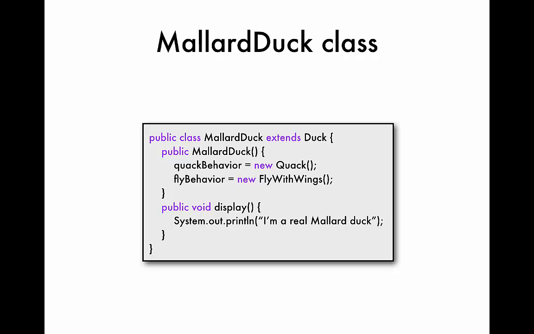In the constructor of the concrete classes, the quack behavior and fly behavior variables are actually assigned specific concrete implementations. Here, the mallard duck class is instantiated with the Quack implementation of quack behavior and the FlyWithWings implementation of fly behavior. A great benefit of this design is that the fly and quack behaviors are encapsulated in objects that are assigned to instance variables. If at some point during the program it was appropriate, these variables could be reassigned a different behavior.